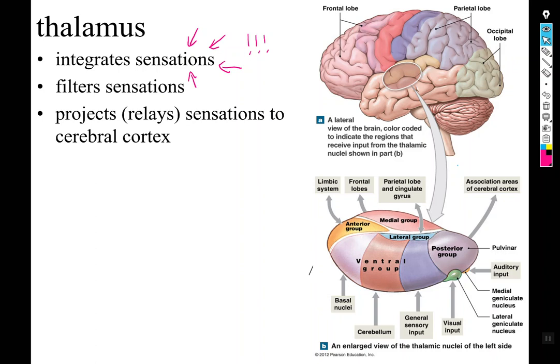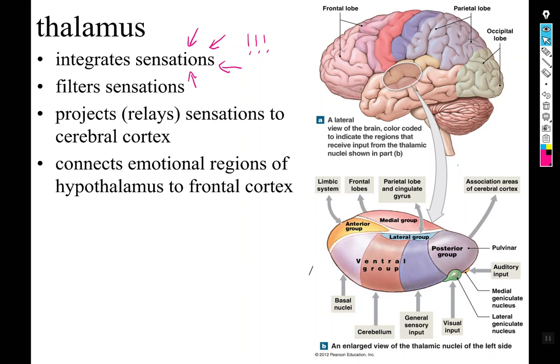It then projects or relays the sensations to the cerebral cortex, specifically to the part of the cortex that is appropriate for that signal. It also helps to connect emotional regions of the hypothalamus to the frontal cortex, which helps us to provide awareness of emotions. So not only are we feeling emotions, specifically the basal emotions of the hypothalamus, but also we're able to cogitate and think about and make sense of them. So not only can you feel, for example, angry, you can also send the anger signal to your frontal lobe and compute why you are angry.